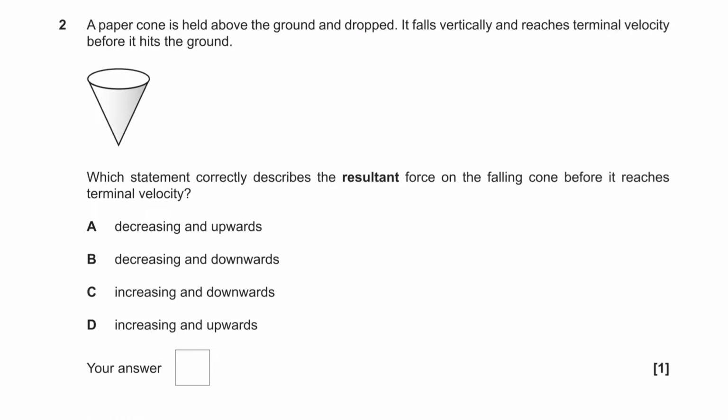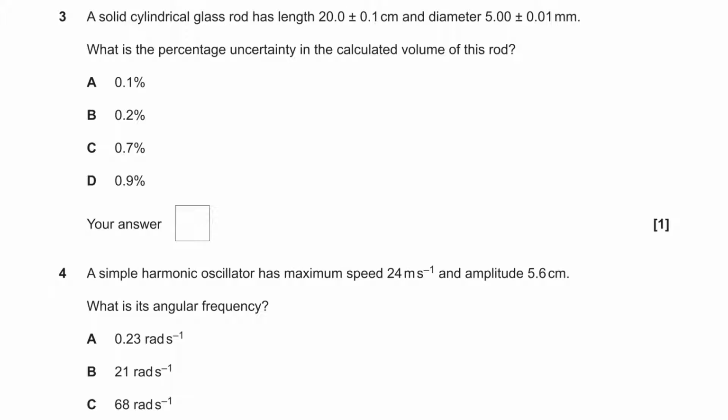Easy start. 2, a paper cone is held above the ground, falls vertically, and reaches terminal velocity before it hits the ground. Which statement correctly describes the resultant force on the falling cone before it reaches terminal velocity? We know that weight stays the same, but before it reaches terminal velocity, the drag has to be smaller than the weight. Once it reaches terminal velocity, it matches the weight. So the resultant force is downwards to begin with, of course, but it is decreasing until it reaches 0. So therefore we're going to say it's decreasing and downwards. It's B.